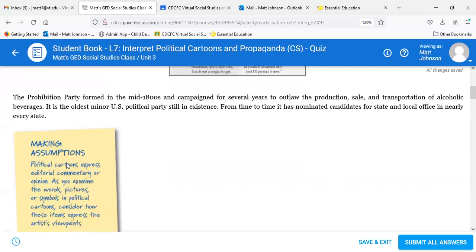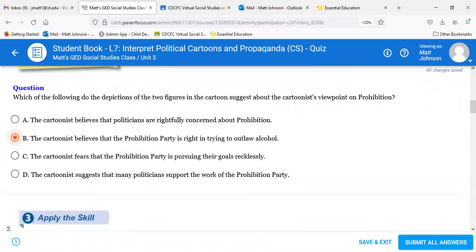And this kind of relates to what we discussed on point of view. When we talk about the artist, where is their viewpoint coming from? So here, the cartoonist thinks that basically the party is right to try to outlaw alcohol.